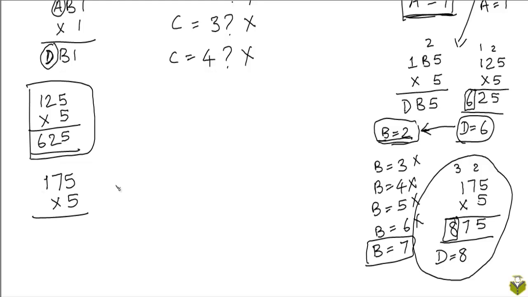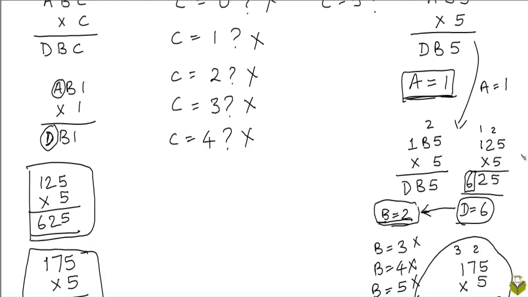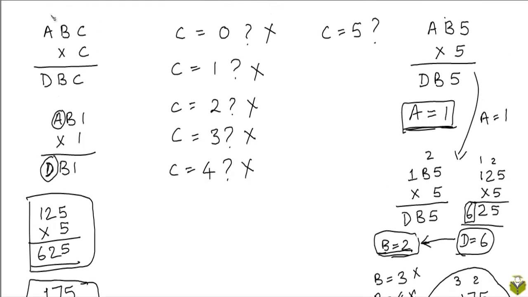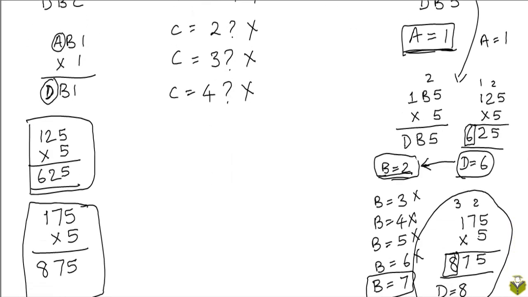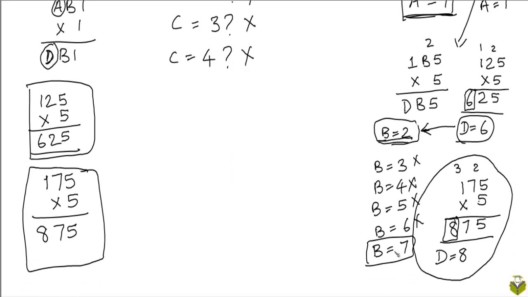And the solution is the following multiplication exercise. 175 times 5 is 875. This also satisfies this particular encoding. So there are two solutions we have found so far for this cryptarithm. Let's see if there are any more.